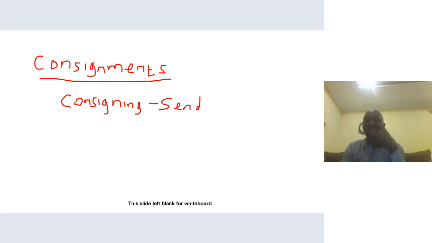And consignment refers to handing over of goods belonging to one person to another person without transferring the ownership. Handing over of goods belonging to one person to the other person without changing the ownership.